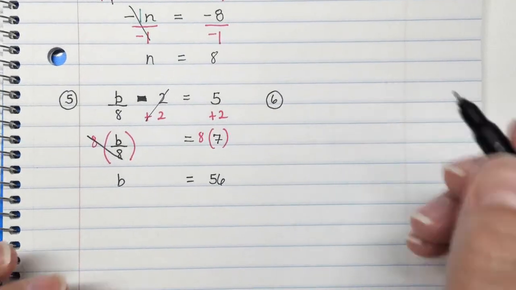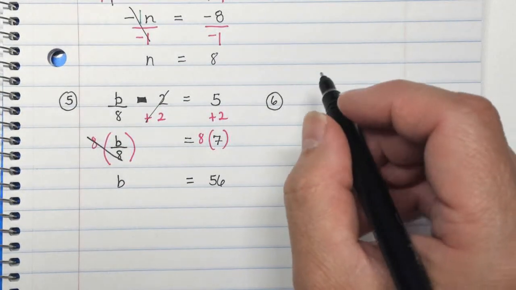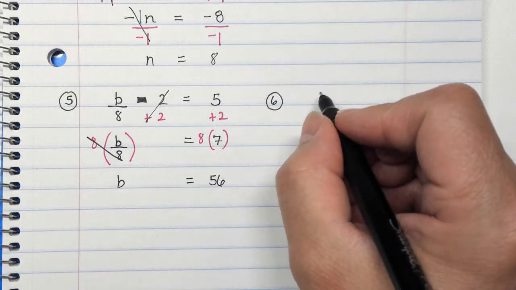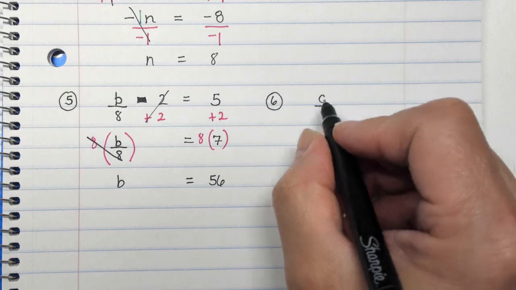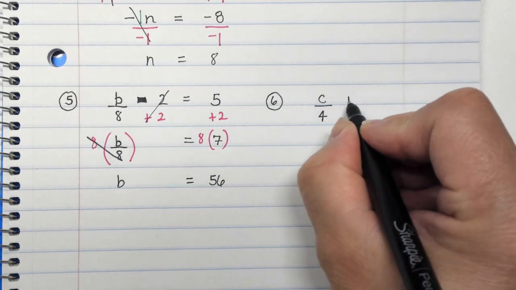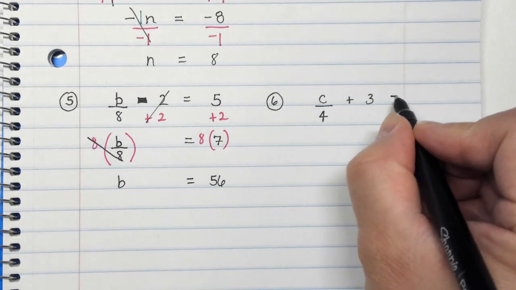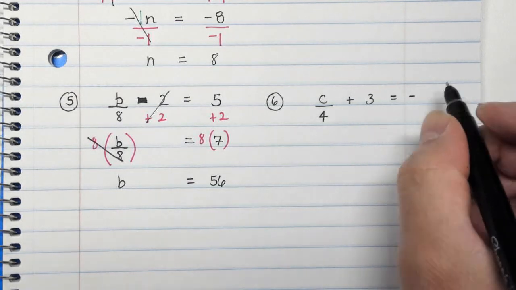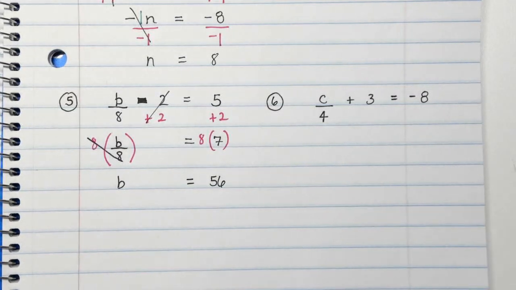Number 6. We're going to go with the letter C this time. C divided by 4 plus 3 equals negative 8. Make sure you are careful with your calculations.